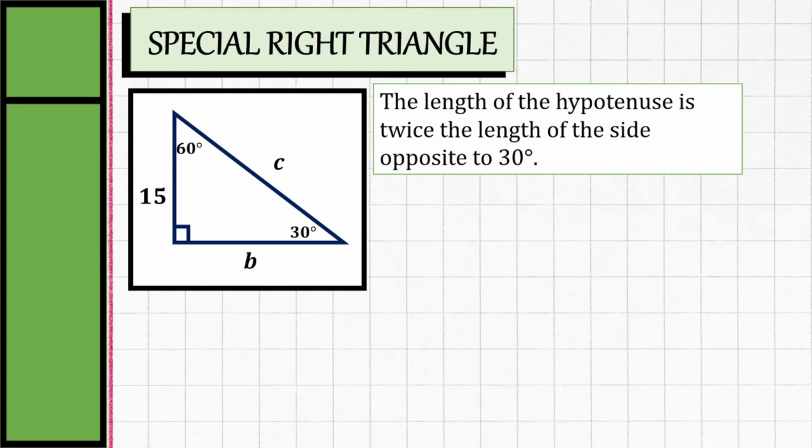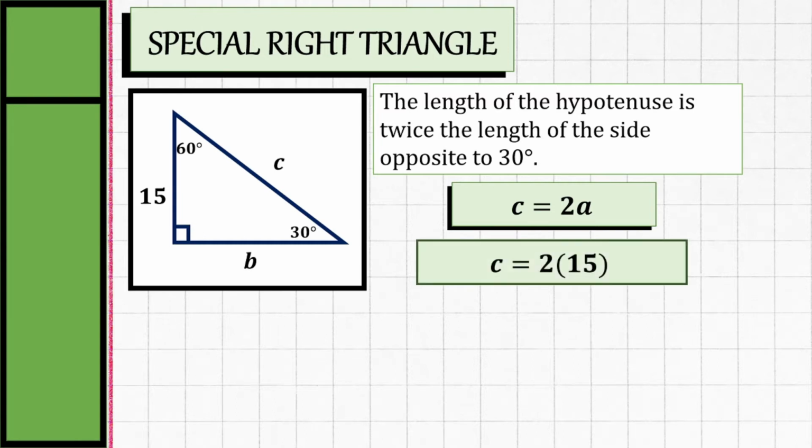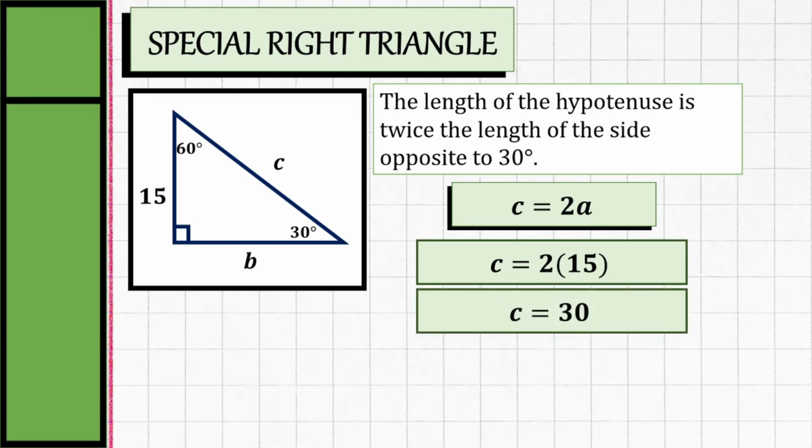So, the length of the hypotenuse is twice the length of the side opposite 30 degrees. We will use this equation in solving the hypotenuse. C is equal to 2 times the side opposite our 30 degrees, or in short, the shortest side. Let's substitute our given to solve for the hypotenuse. C is equal to 2 times 15, and C will be equal to 30. Therefore, our hypotenuse will be equal to 30.